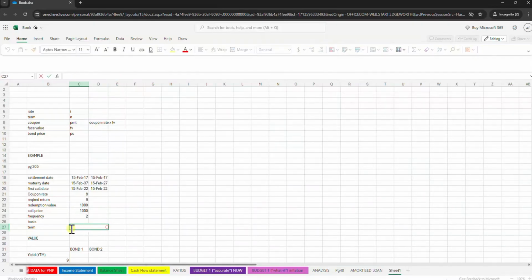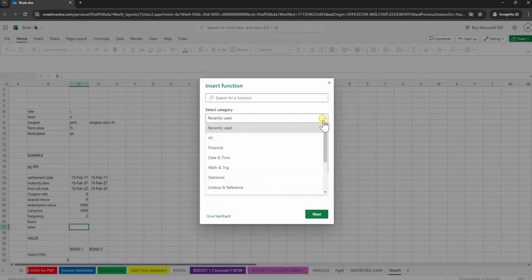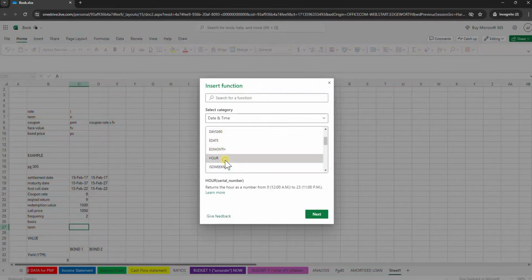Let's go back to the built-in functions then. Okay, we want a date function, date and time. Okay, returns the number that represents the date. Okay, converts the date in the form. No, day. Returns the day of the month. No. Returns the number of days. No. We want the number of years. Returns the number of days between the two dates based on a 360. Okay, this one we could use. Right, we could use that one. Let's just see if there's one for the actual years. I see the DATEDIF function is not visible here.